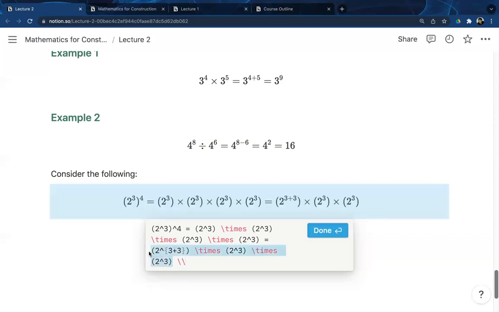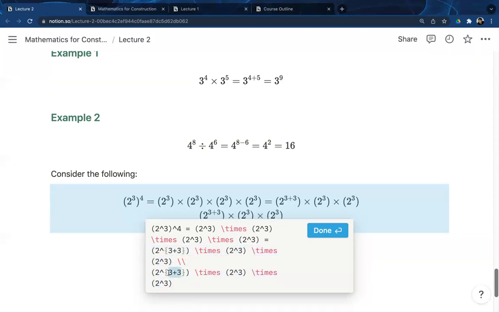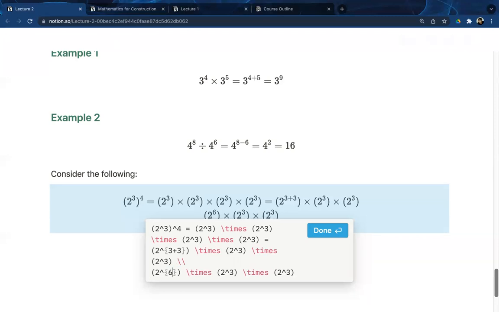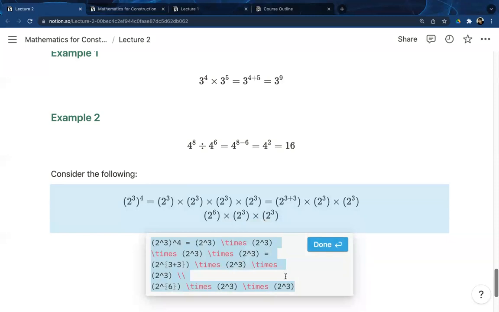Now this is 2 to the power 6. Right? It's 2 to the power 6 by 2, 3 by 2, 3. Now I could combine these two terms now, 2 to the 6 by 2 cubed. I could add it again.